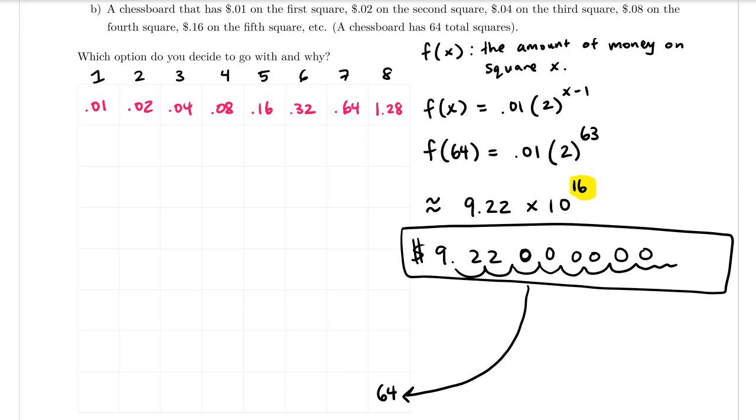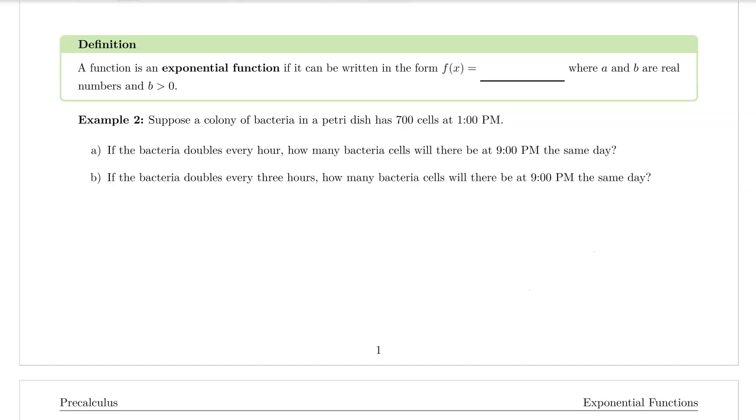So there we have some of the math behind exponential functions, genies, and chessboards. Let's move on. So a function is an exponential function if it can be written in the form f of x equals a times b to the power of x, where a and b are real numbers and b has to be positive. Now, a has some different names, but sometimes you'll hear it called the starting value.